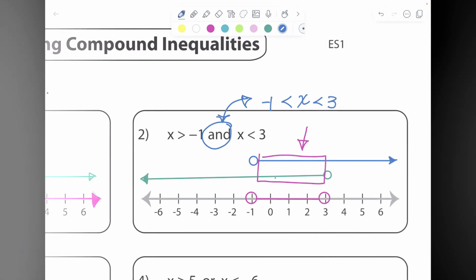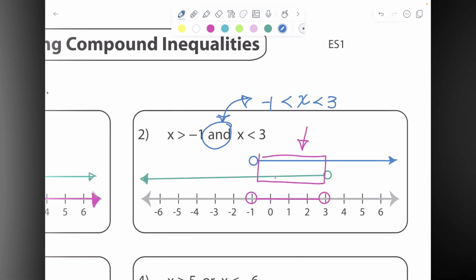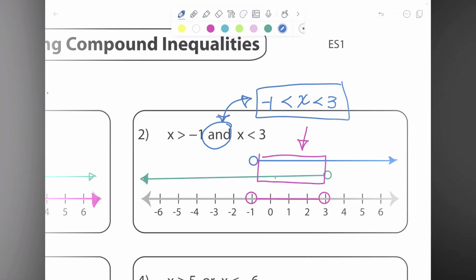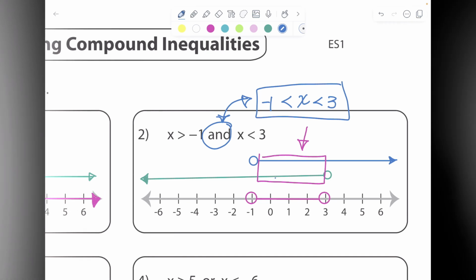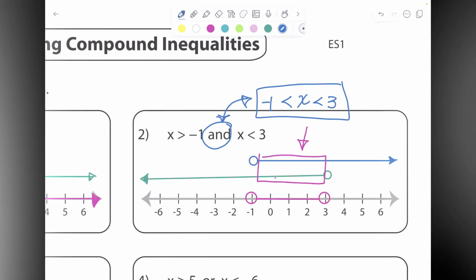So you can draw things, you can do the graph, you can solve it. And for me, this notation is much more intuitive, much more understandable, because it's really just saying everything between -1 and 3.